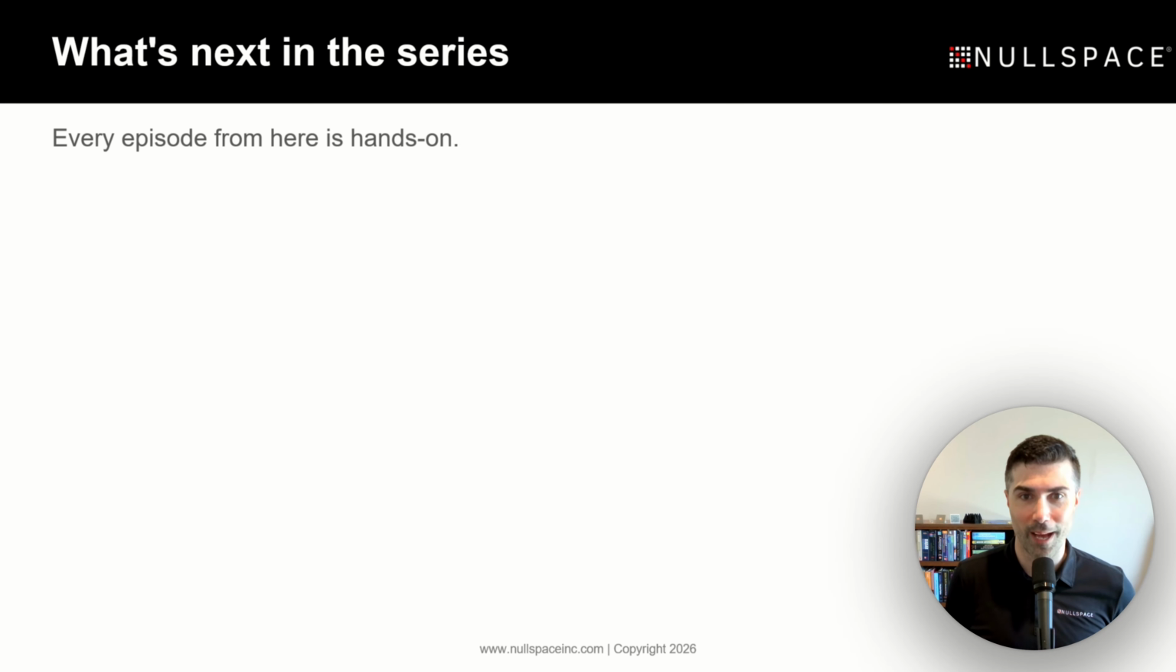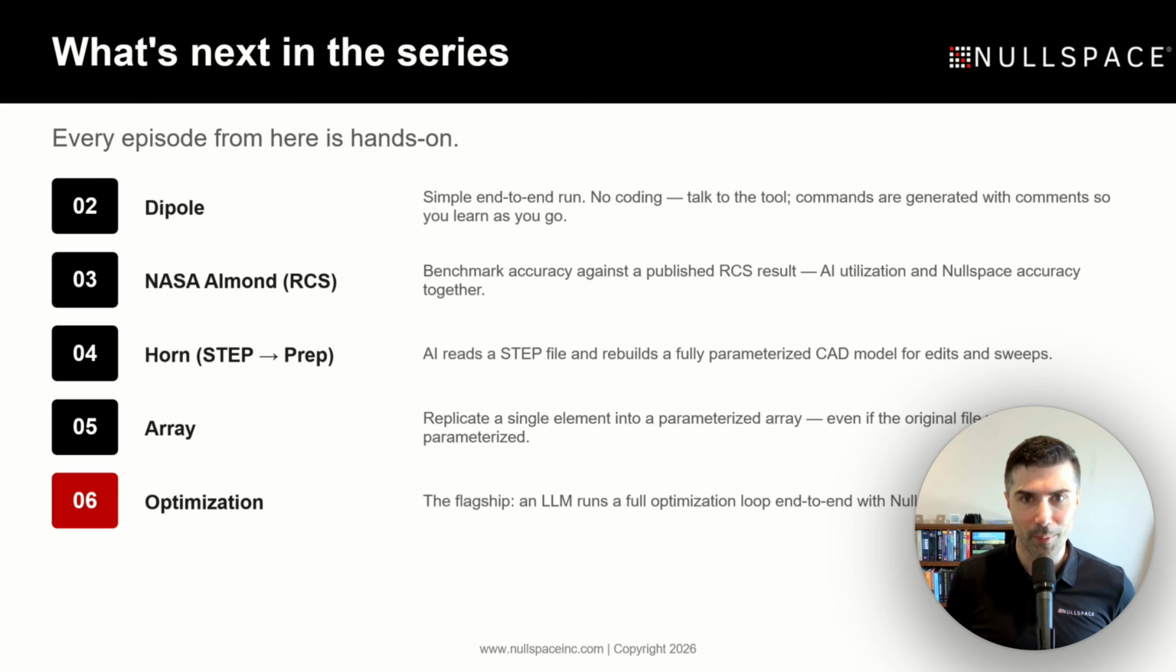So anyway, that's the model that we're working with. From here on out, every episode gets more hands-on with specific antenna and RCS models. In the next episode, we'll start as simple as it gets with an electric dipole. You'll see firsthand the thing that surprises most people. You actually don't need to write any code. You can prompt the LLM with natural human language, and it generates the model, the simulation, and all of the post-processing commands. After that, we'll look at a benchmark of Nullspace EM's accuracy with the NASA Almond RCS results.